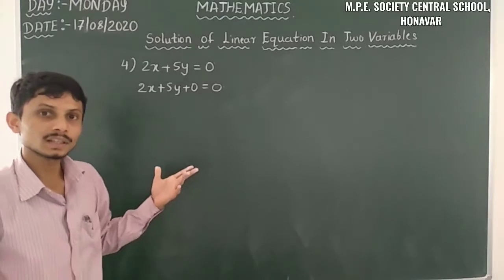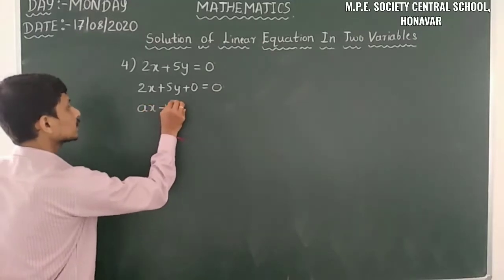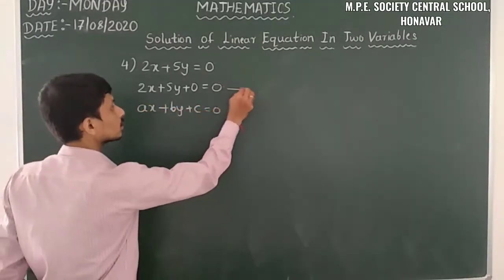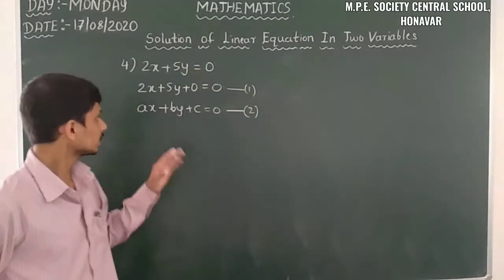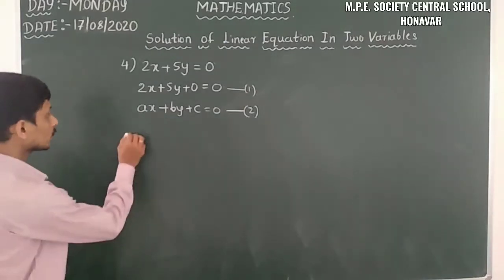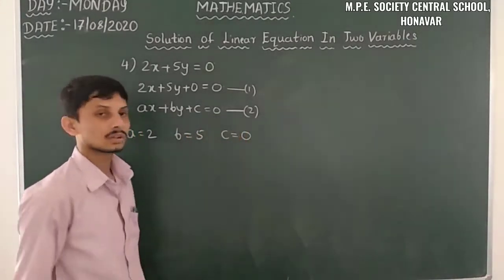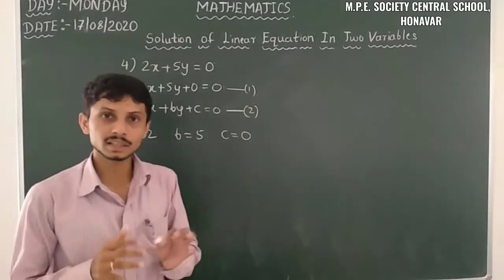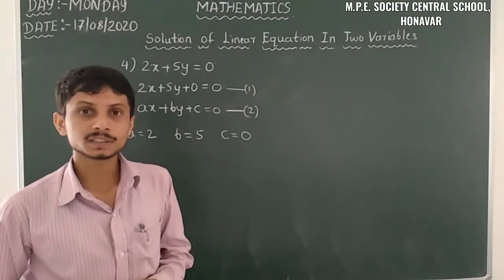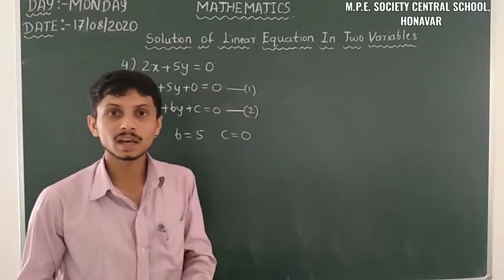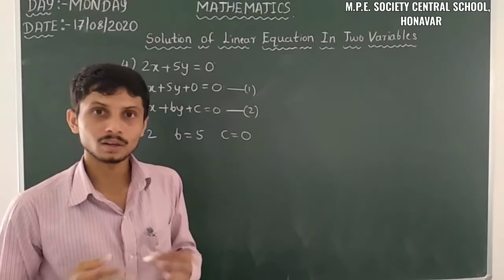So we can compare with the standard form of a linear equation in two variables, that is ax plus by plus c is equal to 0. It is equation number 1 and this is equation number 2. So let us compare. Here the value of a is equal to 2, the value of b is equal to 5 and the value of c is equal to 0. In this case we take the solution of the linear equation in two variables by the method of inspection. Firstly we take the value of x, then substitute it into the equation, and after that find the value of y.